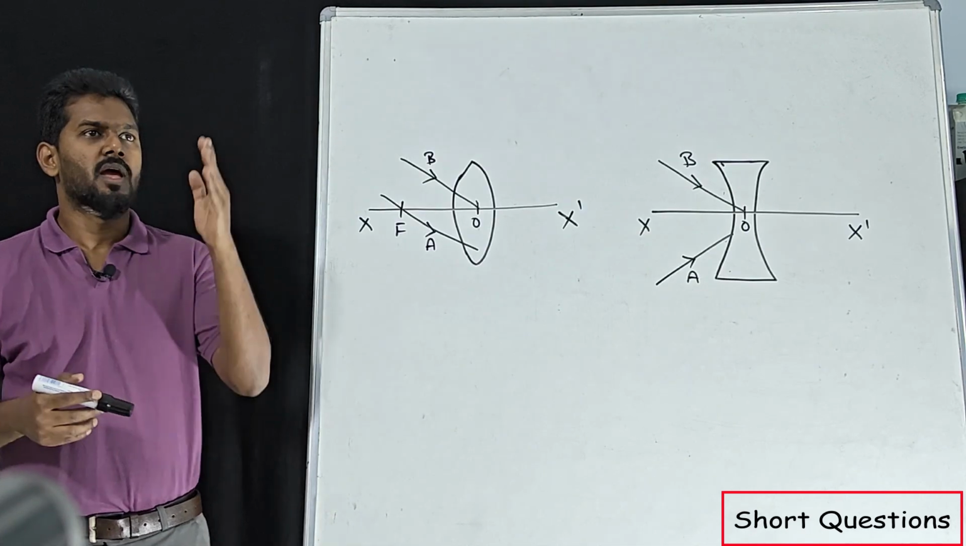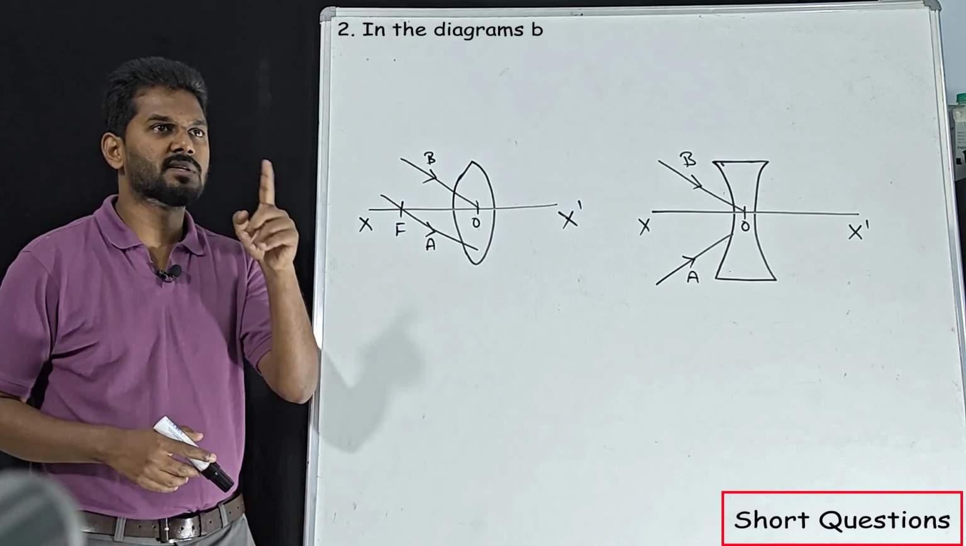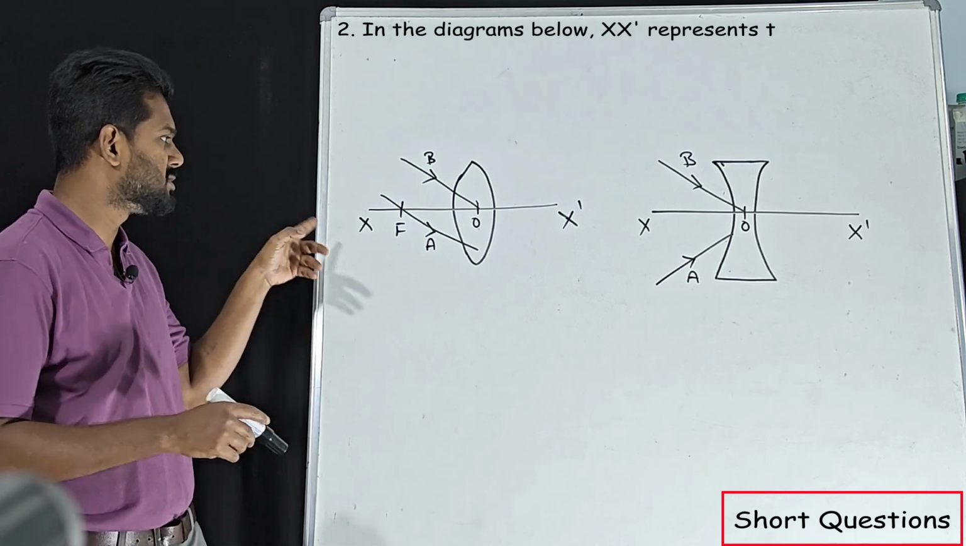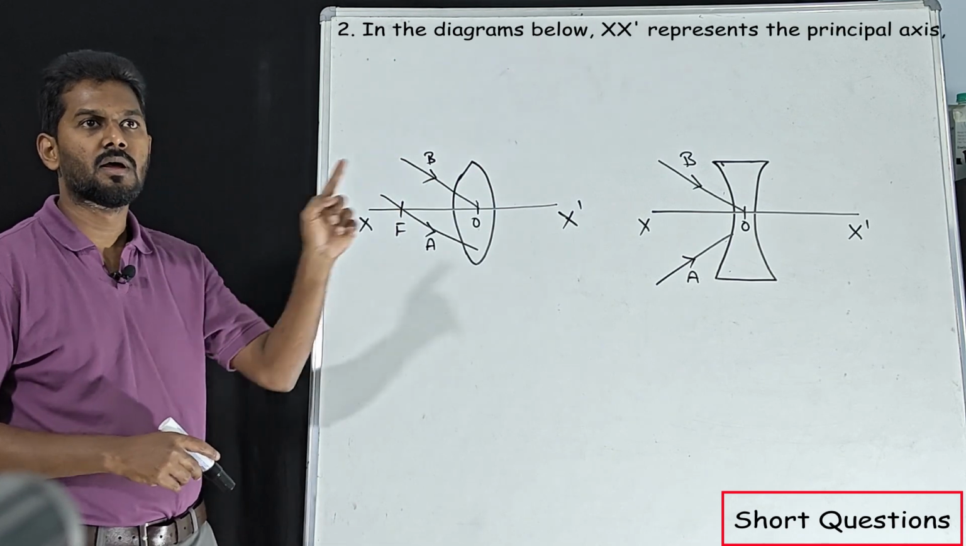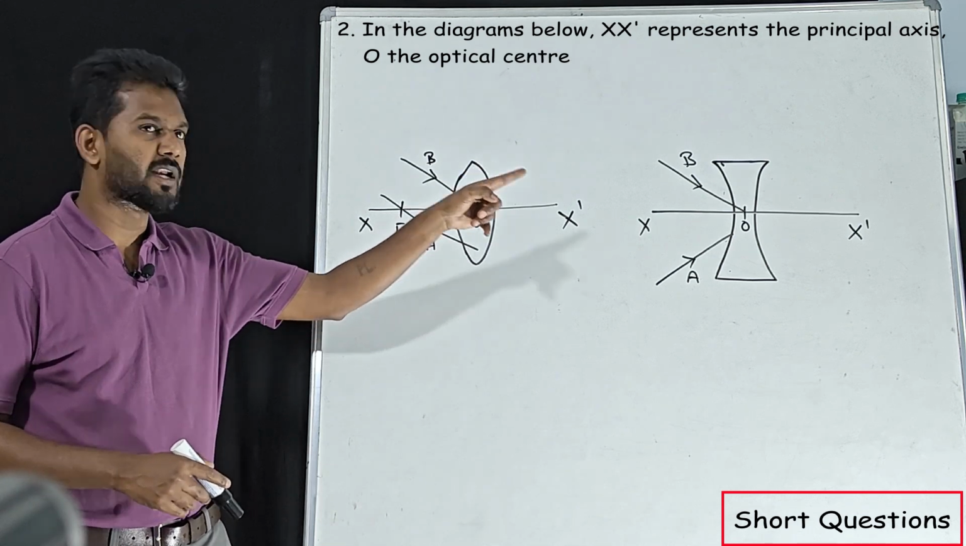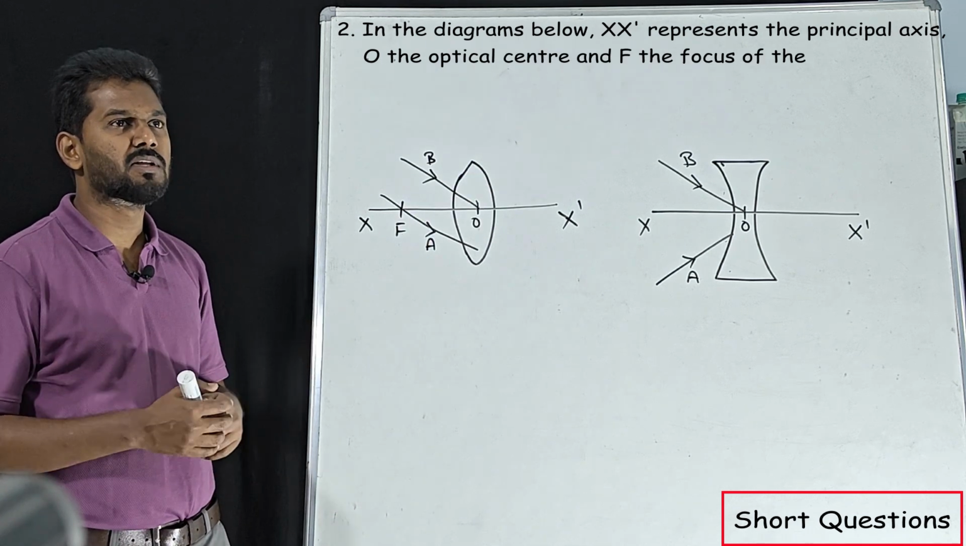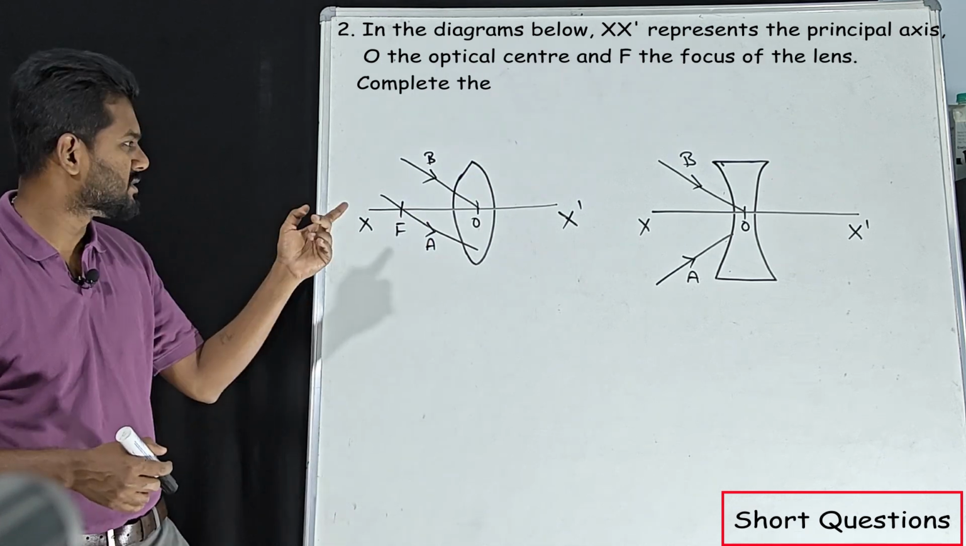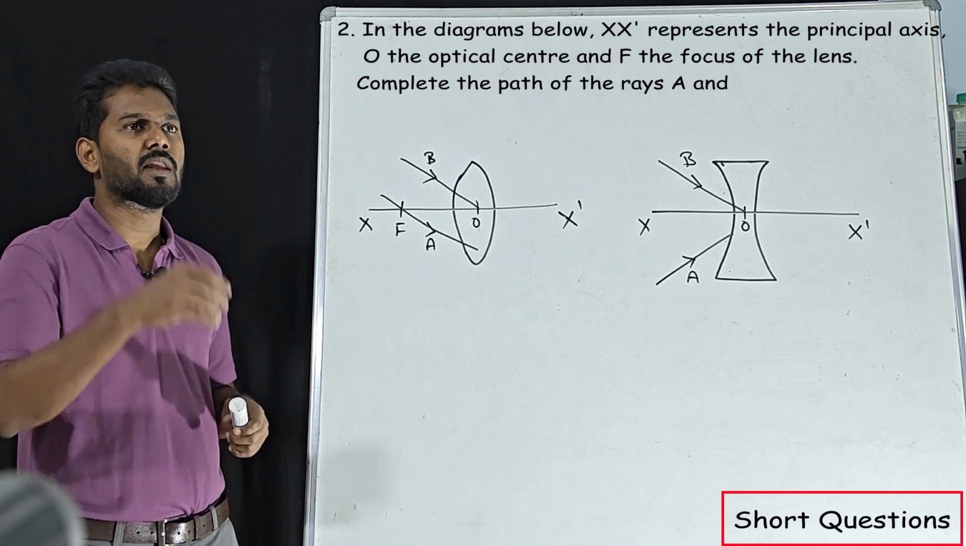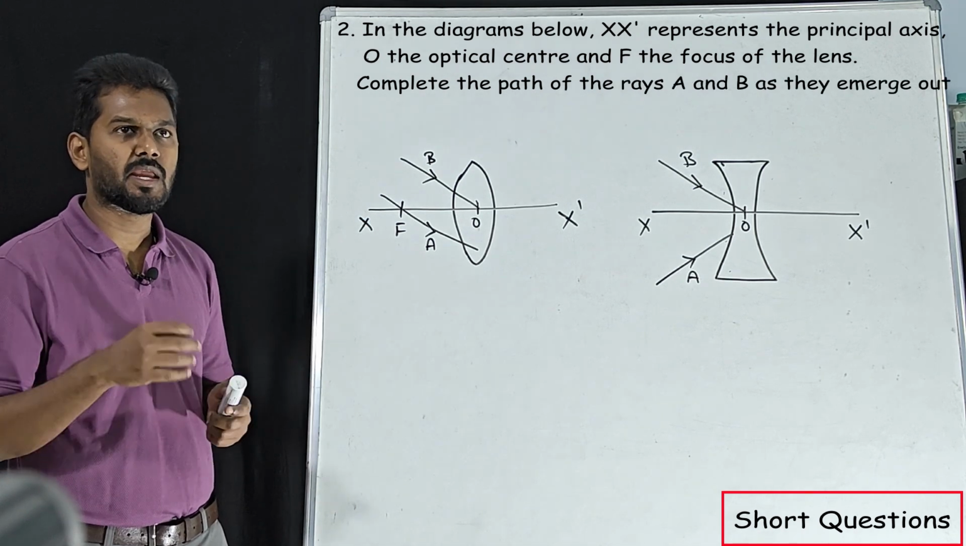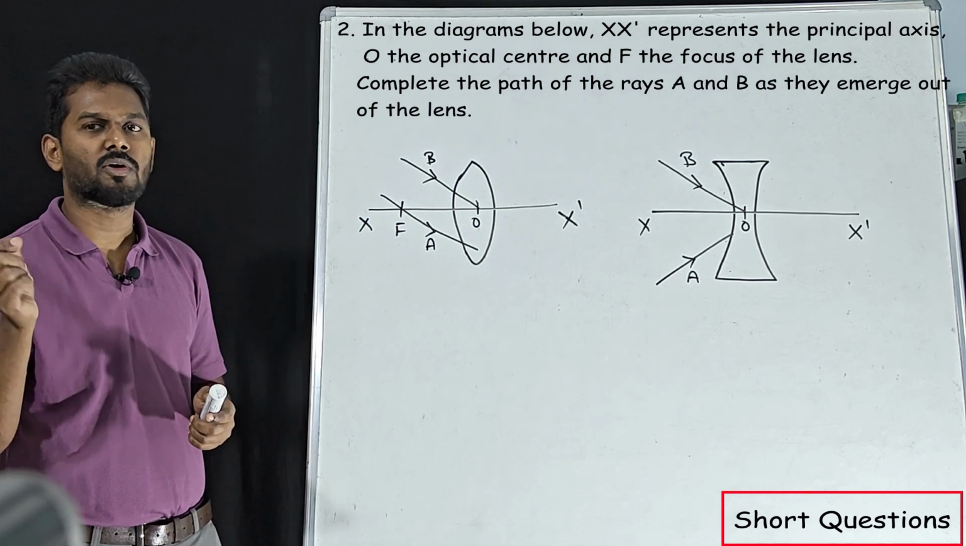Our next question: in the diagrams below, x dash represents the principal axis in both the cases. O is the optic center and F is the focus of the lens. Okay, F is nothing but F1 only. Then complete the path of rays A and B as they emerge out of the lens.